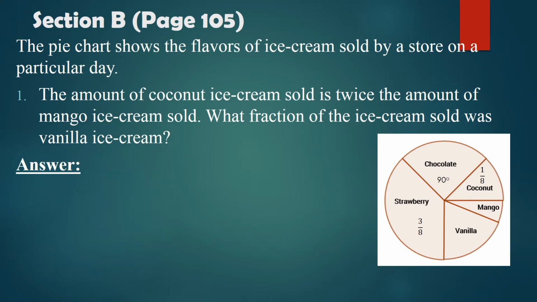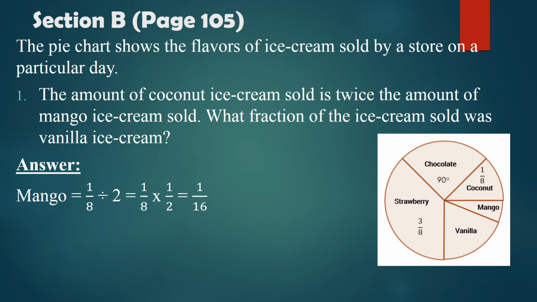So the first one, let's see in section B, page 105. The problem asks what fraction of the ice cream sold was vanilla ice cream? In order to answer this question, you have to take a look at the pie chart. First, you have to know the fraction of the coconut ice cream. The coconut ice cream is 1/8.